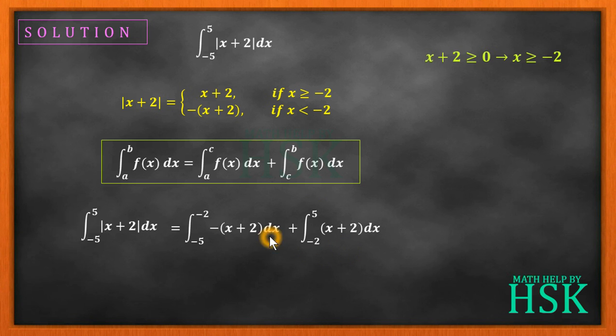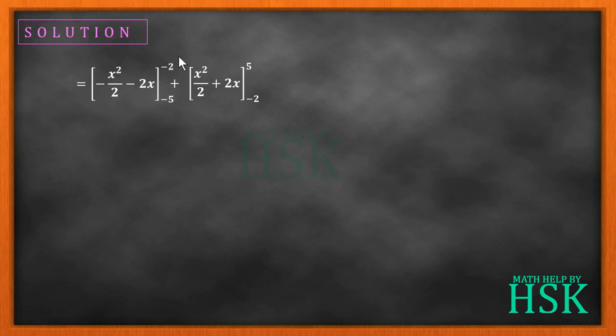Now we are going to integrate it. Integration is quite simple. This will be x square upon 2 plus 2x, and the minus sign you can multiply inside the bracket to obtain minus x square upon 2 minus 2x from the limit -5 to -2, and similarly this will be equal to x square upon 2 plus 2x from the limit -2 to 5. Now we have to solve this. On solving, we have to place the upper limit and subtract the lower limit.